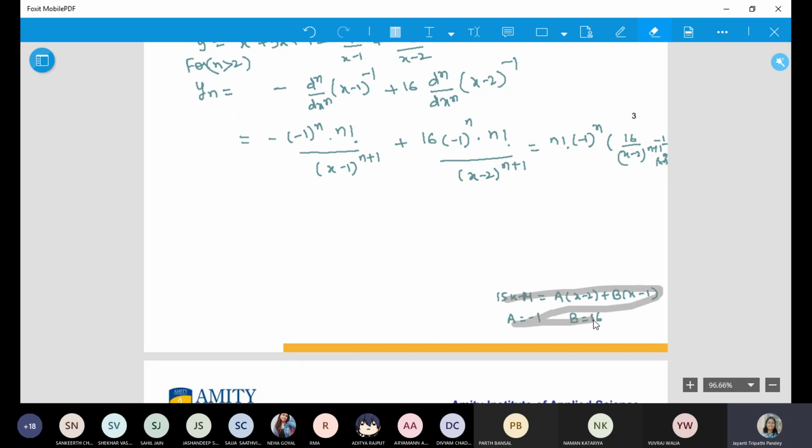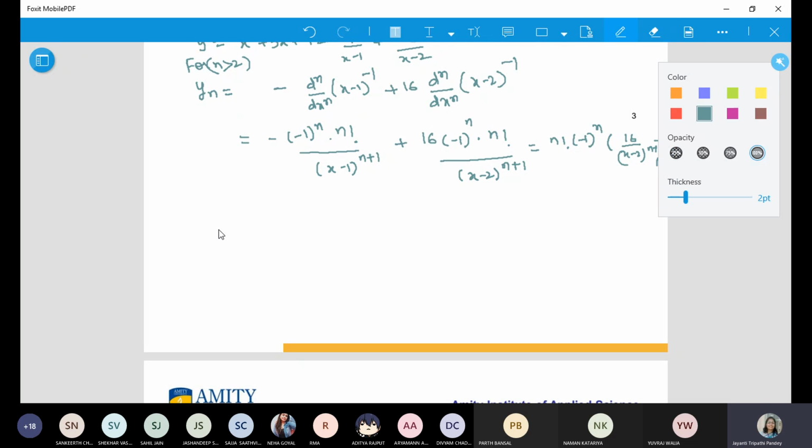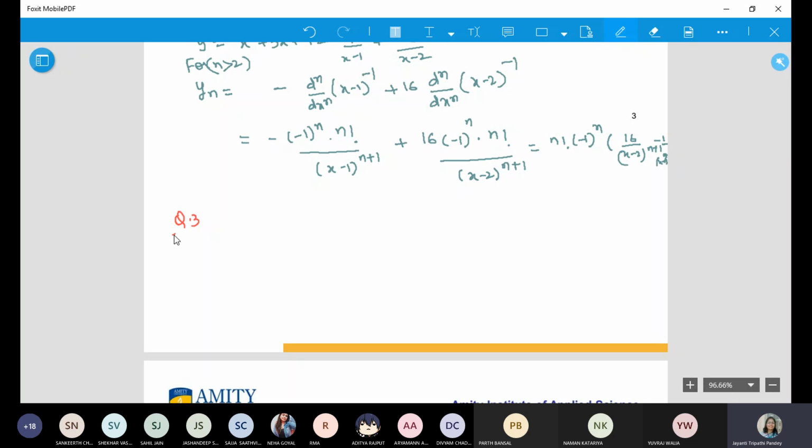Now let's try and move further. The first question that we did was for trigonometric value. The second function that we did is for ax plus b. Now let's do the third type of question. Note down the question. Question number 3.